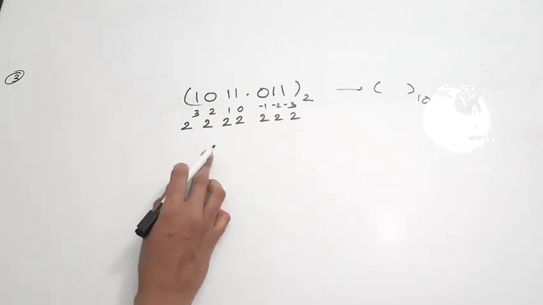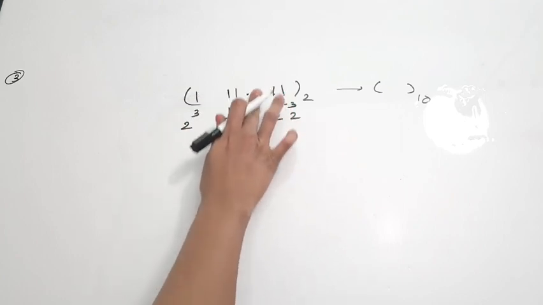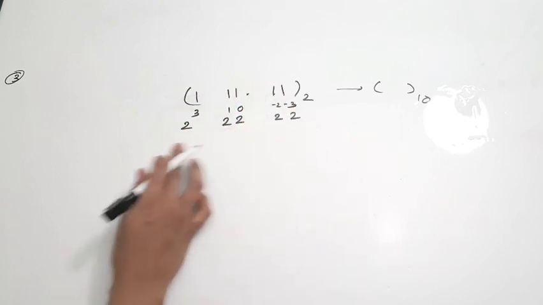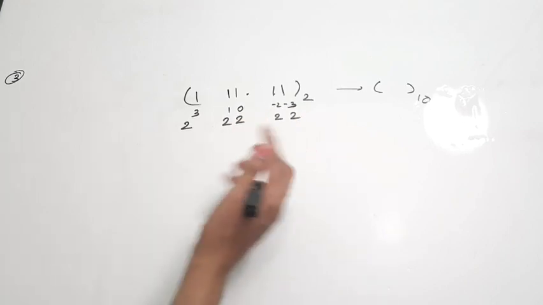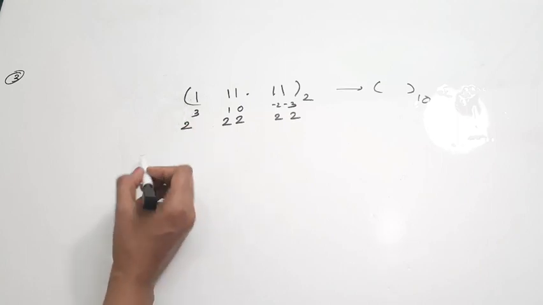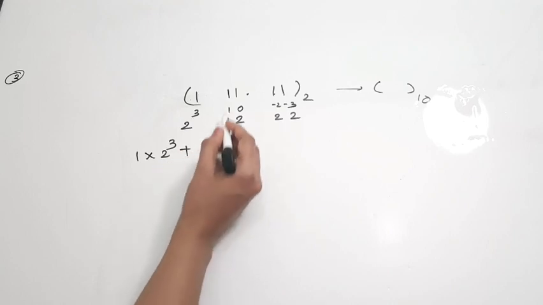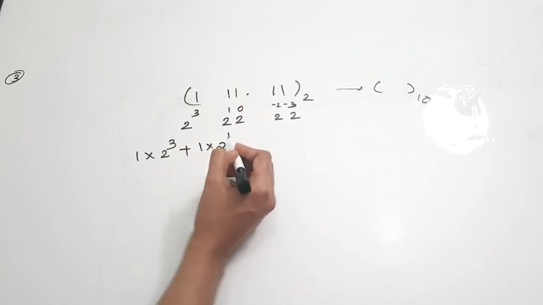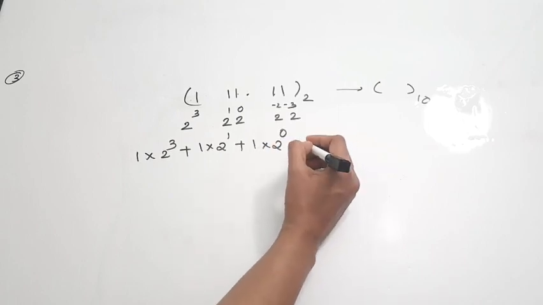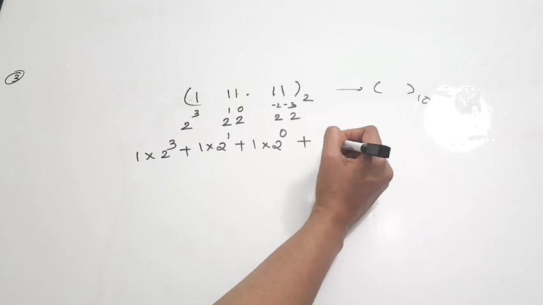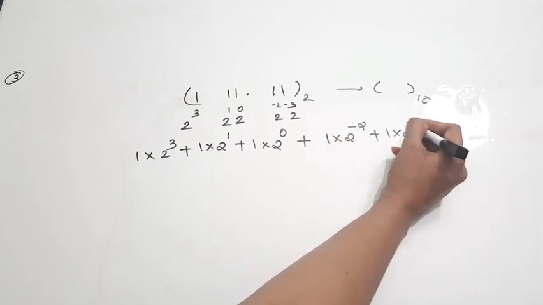Now, wherever you are seeing zeros, just cancel it. Here also you can see a 0, just cancel it. The remaining terms, just multiply and take the sum. So here, I'll start from this side: 1 into 2 raised to 3 plus 1 into 2 raised to 1 plus 1 into 2 raised to 0. Then again a plus 1 into 2 raised to minus 2 plus 1 into 2 raised to minus 3.